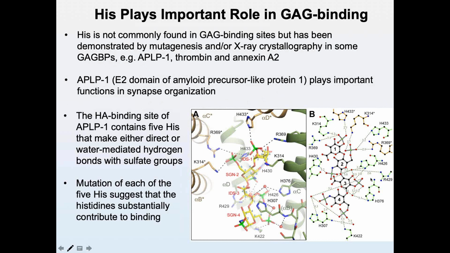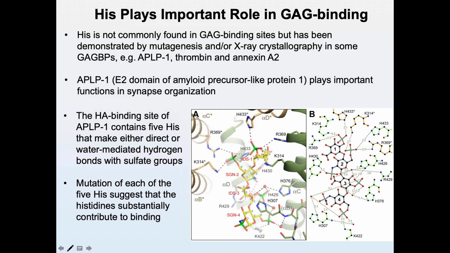If you look at the active site, it has 5 histidines that make either direct hydrogen bonding or water-mediated interaction with the GAG. So if you look here, you have 1, 2, 3, 4, 5 that are acting in a similar fashion as what? A lysine or arginine. Okay?